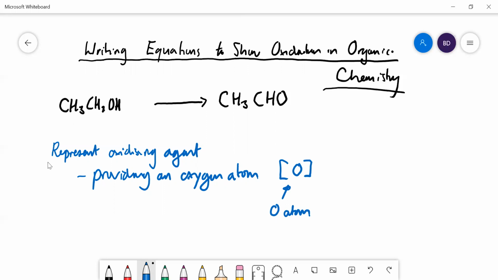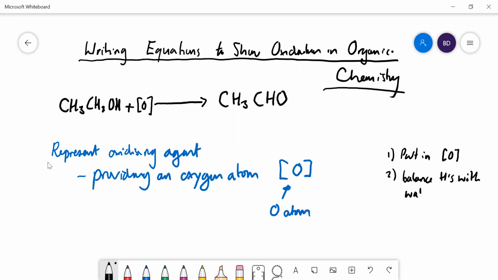Okay, so we are going to oxidize the ethanol, so I'm going to put in one of those O's. Now we need to balance it, so let's write down the steps. Number one, put in the oxygen. The next thing to do is to balance for the hydrogens with water. On the left-hand side you have got 6 hydrogens, and you've only got 4 on the right, so we need to put an H2O there.